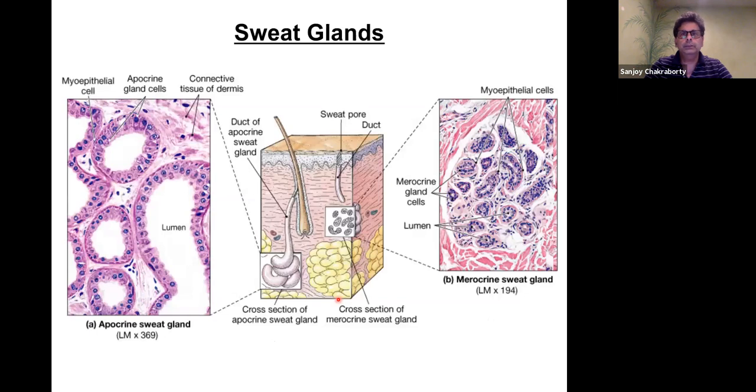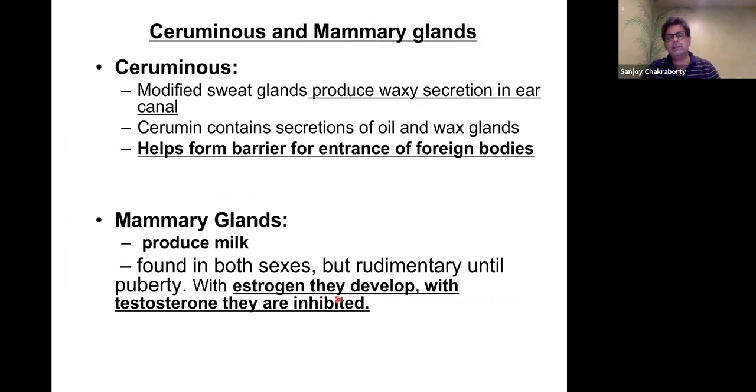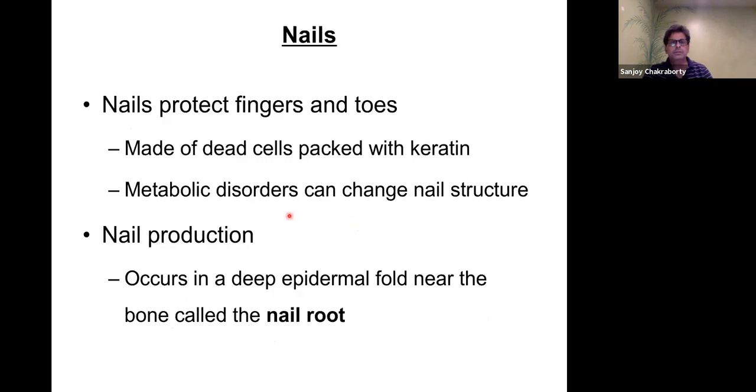Okay. So that's the sweat gland. As I said earlier, for ceruminous glands and mammary glands, detail is not required. I'm not going to ask any question in the test about ceruminous and mammary glands. Just read these two lines, because you're going to cover both in the immune system as well as in the reproductive system.